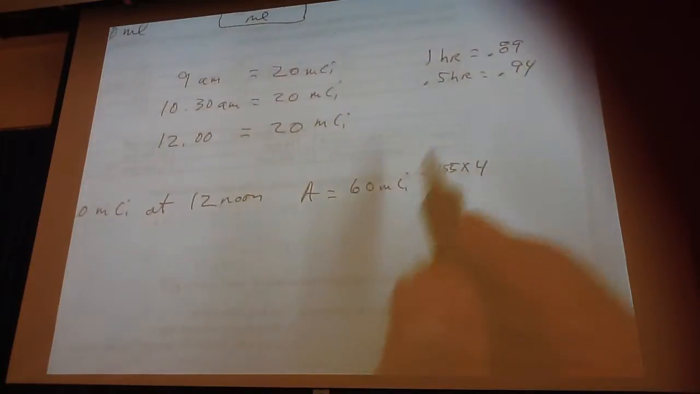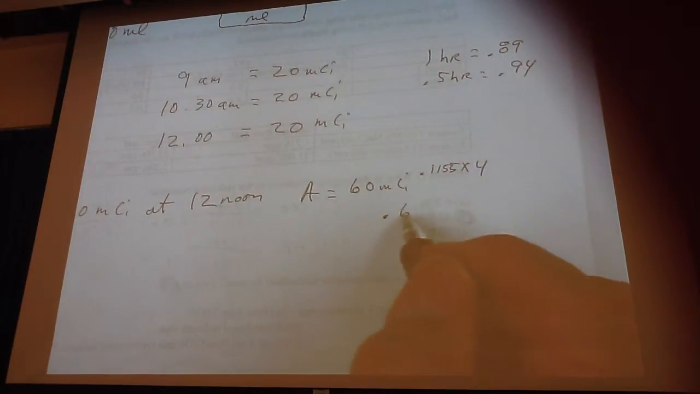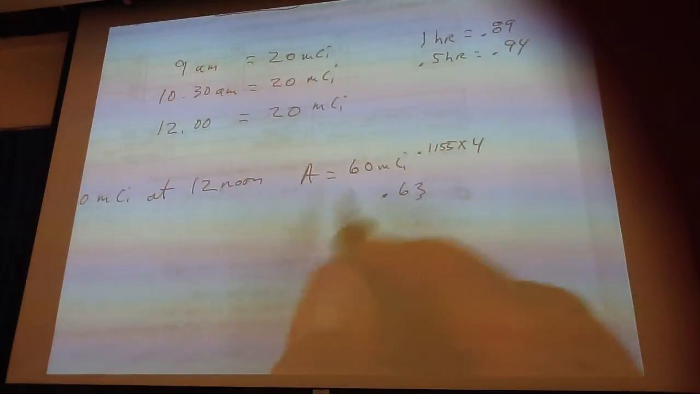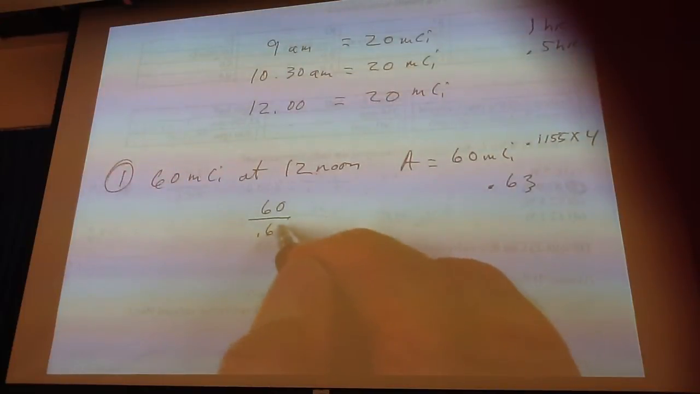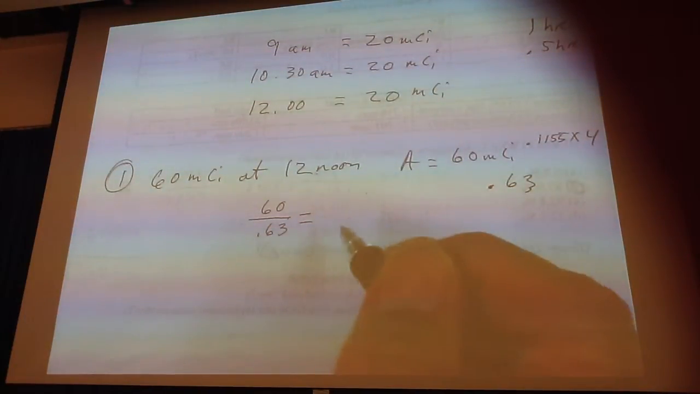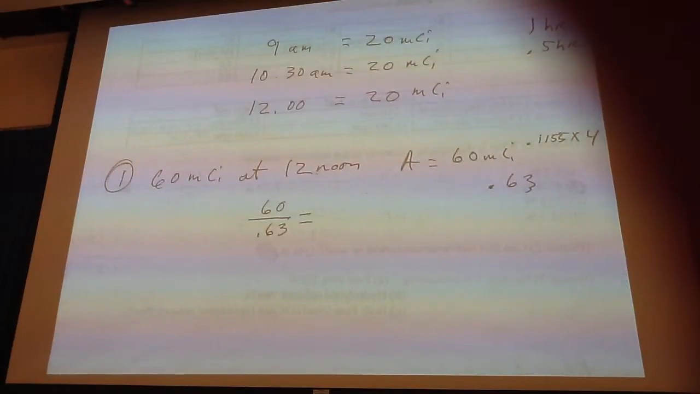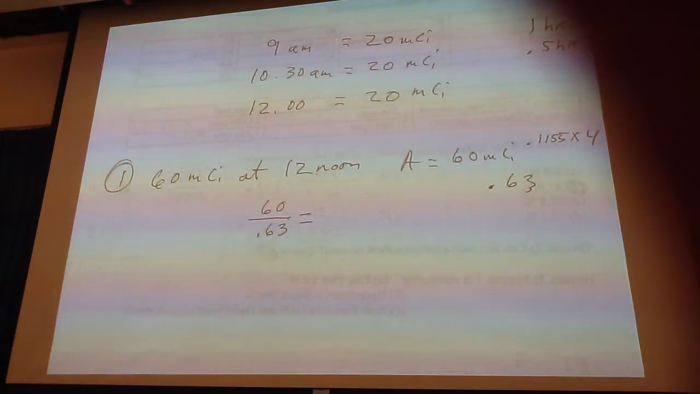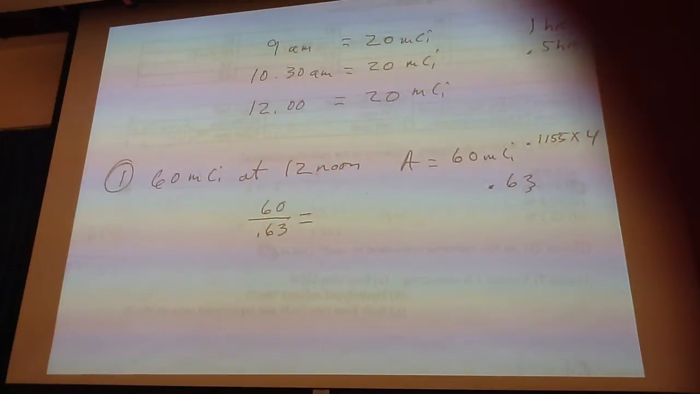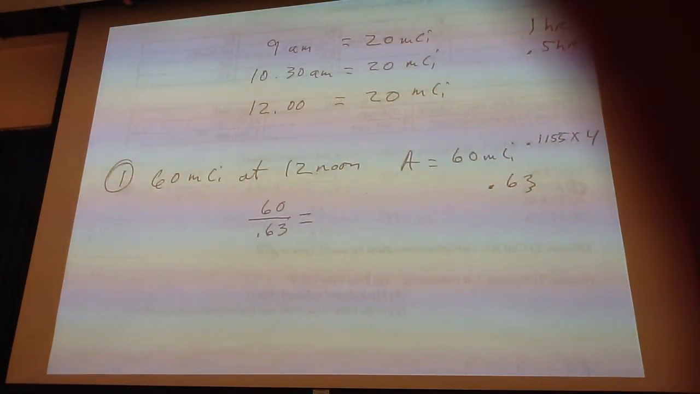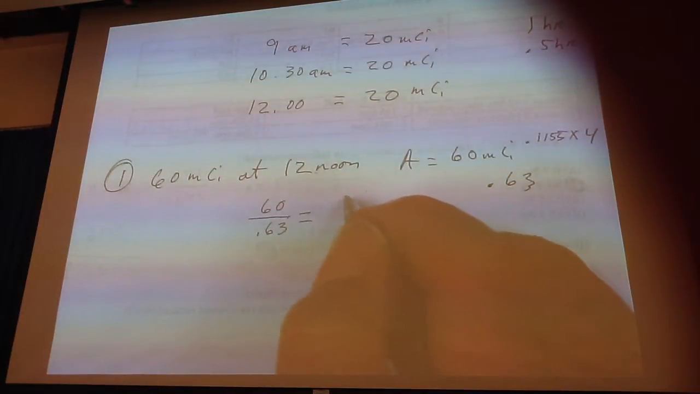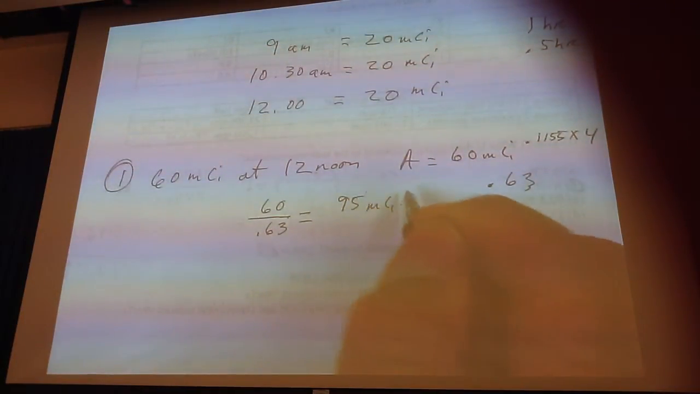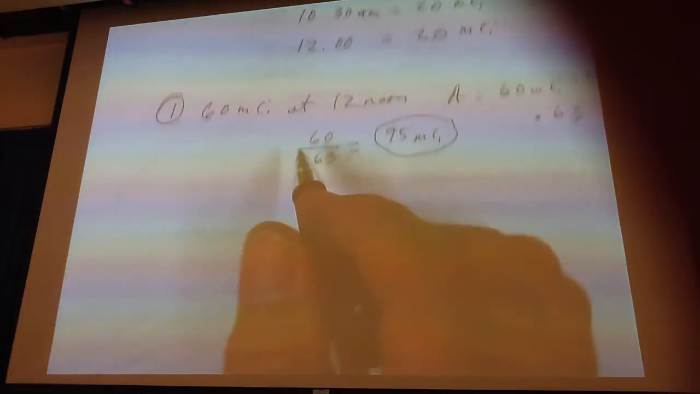Okay, so for 4 hours, the decay factor would be 0.63. So basically, if you had 60 millicuries divided by 0.63, that would tell you how many millicuries you need. That's about 95. Okay, so that's a ballpark figure. But the correct way to actually do it would be this.